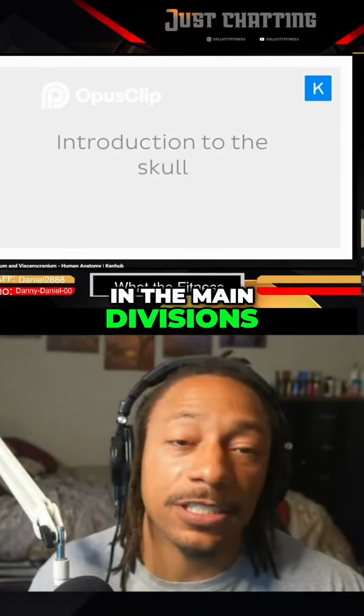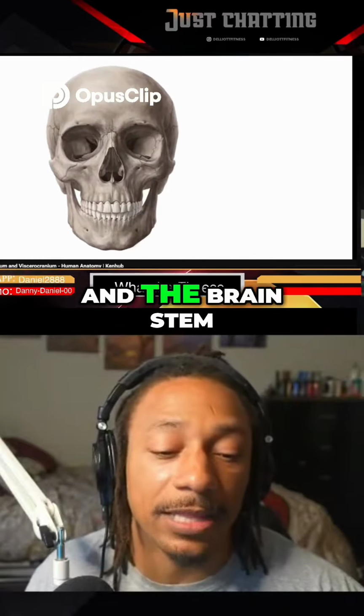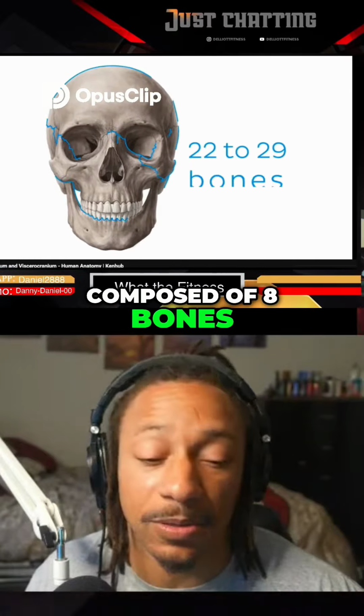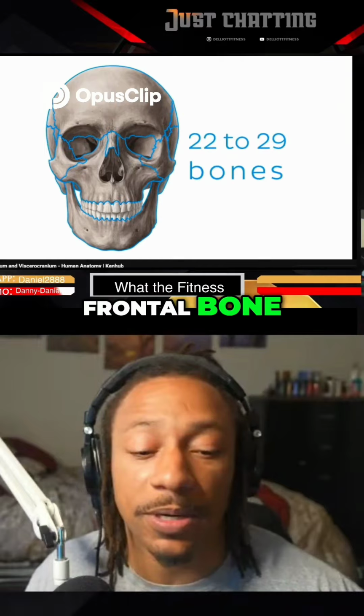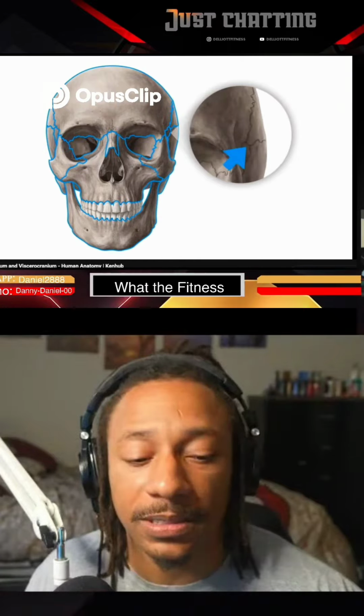And the main divisions of the skull, you have the cranium. The first division is the cranium. It protects the brain and the brain stem, composed of 8 bones. Those 8 bones are going to be your frontal bone, your parietal bones, your temporal bones, your occipital bones.